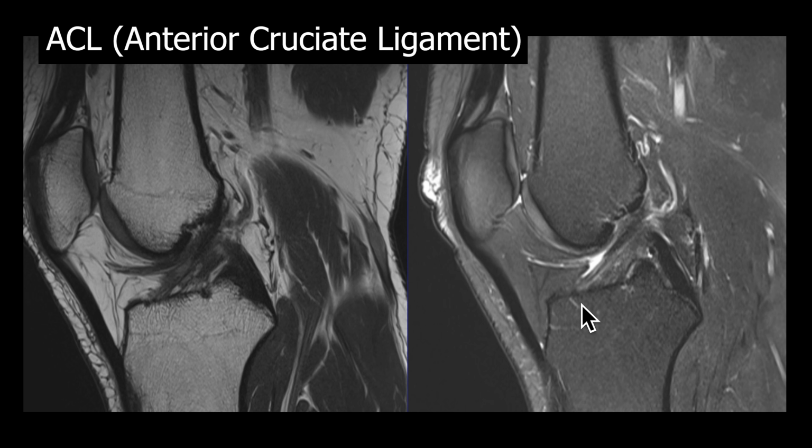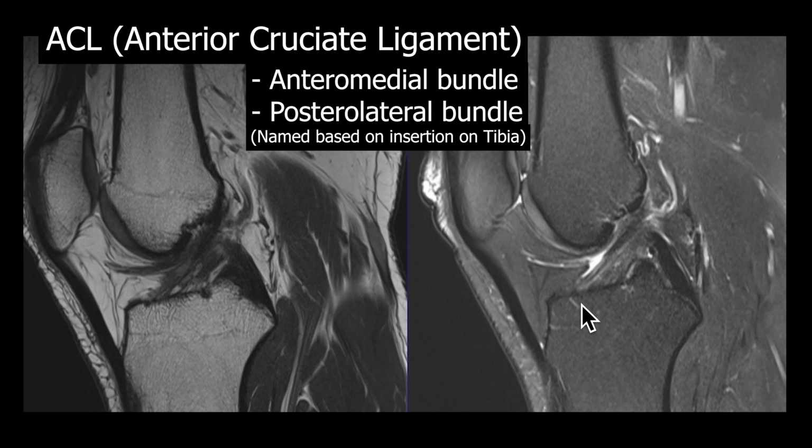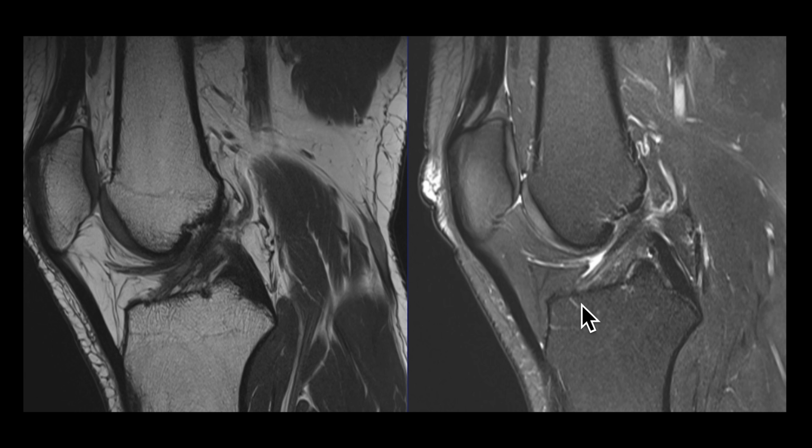The anterior cruciate ligament is made up of two bundles, an anteromedial bundle which attaches to the roof of the intercondylar notch, and a posterolateral bundle which attaches to the wall of the intercondylar notch. I'll show you these in the axial images shortly. These two bundles show differential tension depending on knee position and extension or flexion.